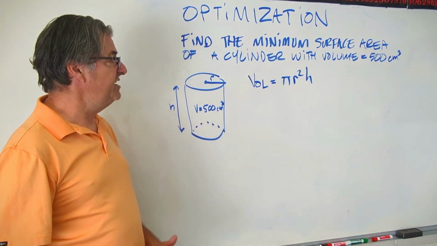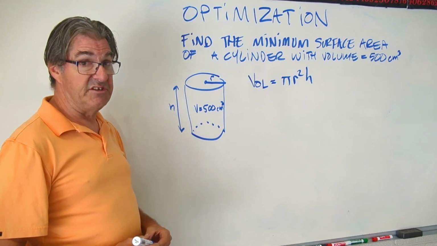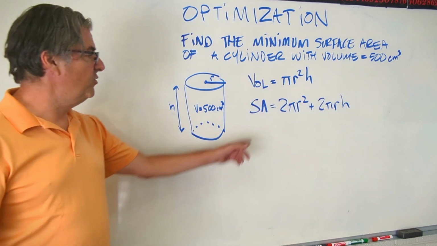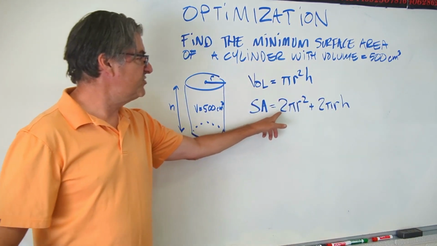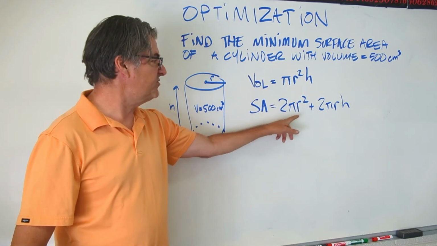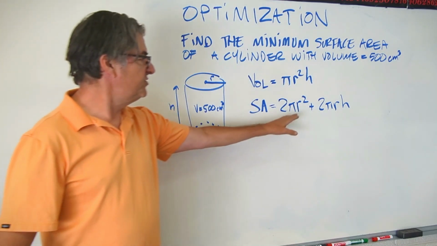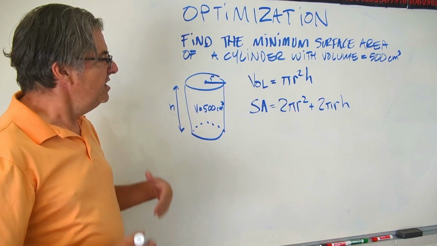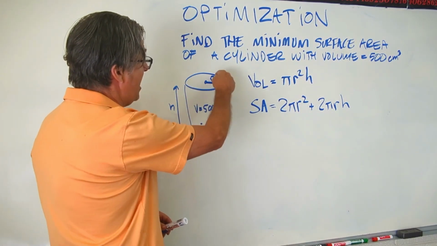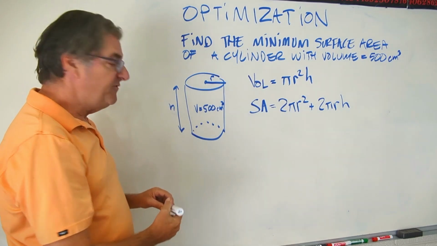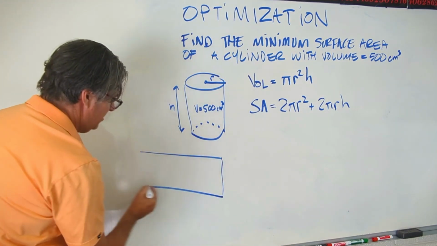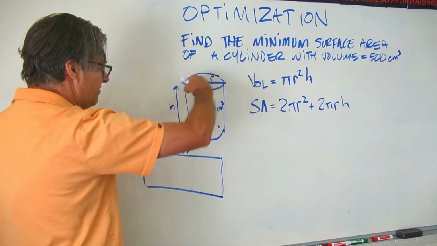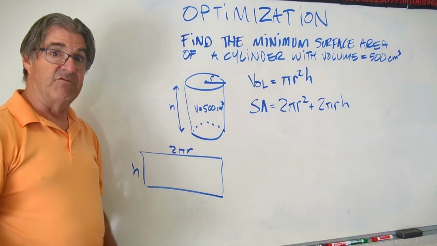Now, the second equation is the surface area of the cylinder. Pause the video, go look that up and see what you get. Okay, here is the second equation. The surface area of a cylinder is twice the area of the bases. Pi r squared is the area of the base, and we have two of those. So it's twice pi r squared, and then it's 2 pi r h. The 2 pi r is the distance around, and then the h is the height. So what we've done is we've unrolled that curved surface, and 2 pi r is the distance around, and then h is the height of that rectangle.